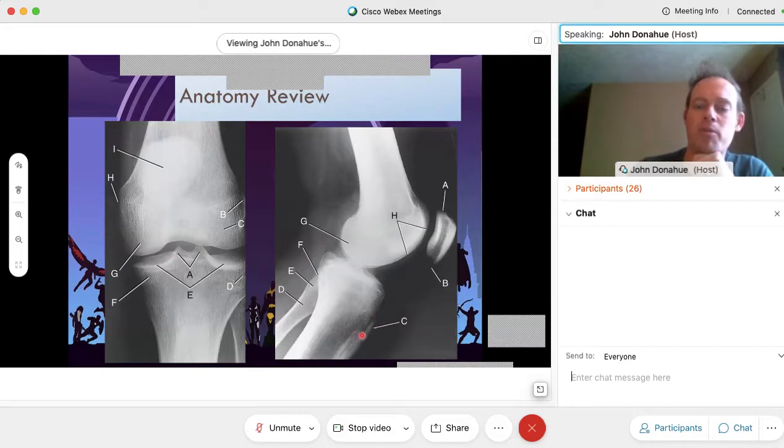Way up by the knee, this protrusion is called the tibial tuberosity. Tibial tuberosity on C. So make sure you write that in on your notes. We did not go over that last time. C is the tibial tuberosity.